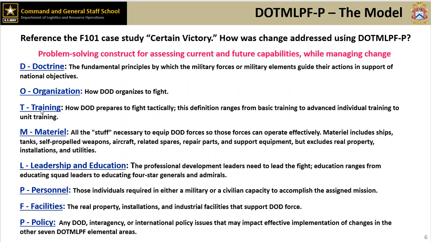Be able to define and give examples of DOTMLPF. It is a systematic, disciplined look at how we can define gaps, capabilities, solutions, the amount of change. It's a multi-purpose lens. It is the central feature of how we analyze our profession and everything about it. We never make a decision without considering DOTMLPF. That one's a layup. Guaranteed.